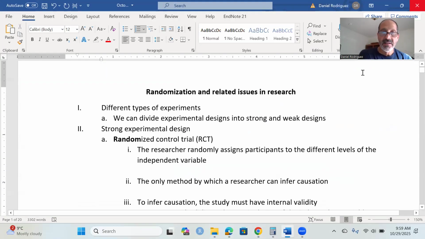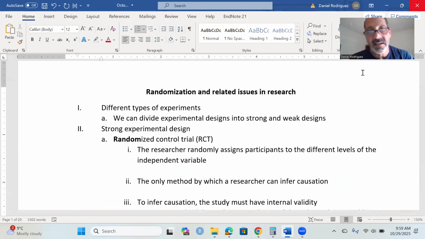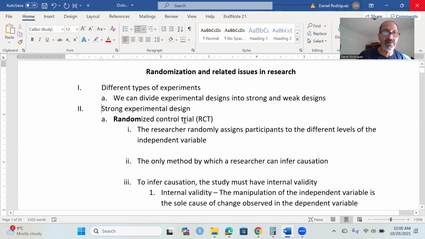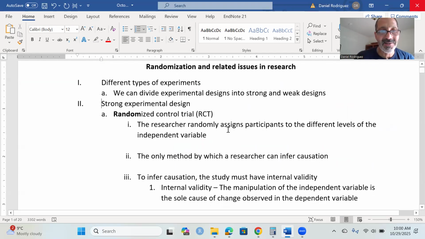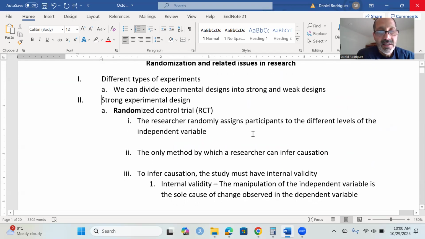First of all, in order to discuss randomization, we have to talk about different types of experiments. We can divide experiments or experimental designs into strong and weak experimental designs. Strong experimental designs include, well, the mother of all of them is the randomized control trial. It's the best type. So here the researcher randomly assigns participants to the different levels of the independent variable.